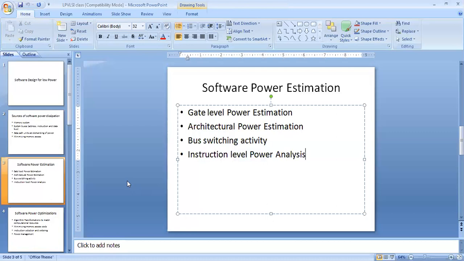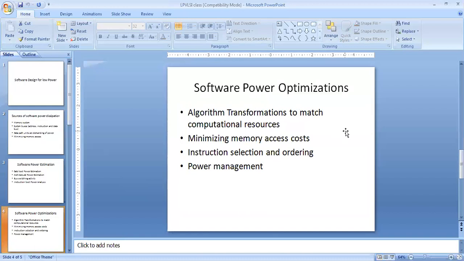Now you know the sources of software power, and now you know how to estimate the software power. The next topic is software power optimization. How will you optimize the software power?